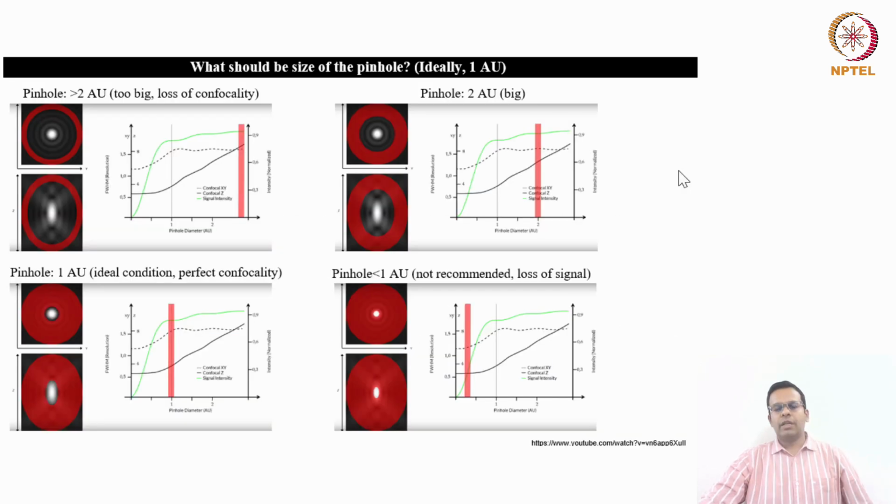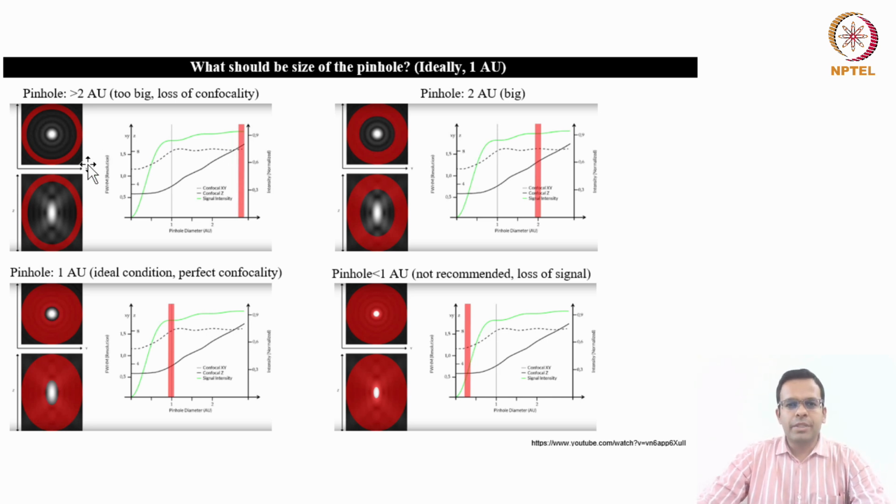Let me show you how to decide the size of the pinhole and what happens when you change it. Ideally, one Airy unit is considered the standard, but the manufacturers of the microscope and the software allow you to adjust the size of the pinhole. You can keep it at 2 Airy units, or at 0.5 Airy units as well. Depending on the application, you may have to change the size of the pinhole to make it complement your sample.